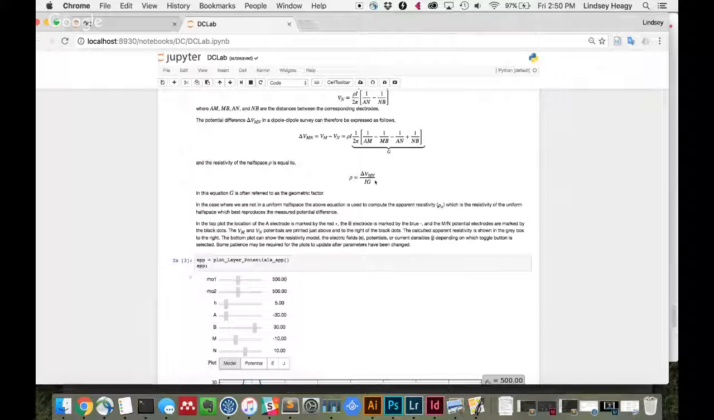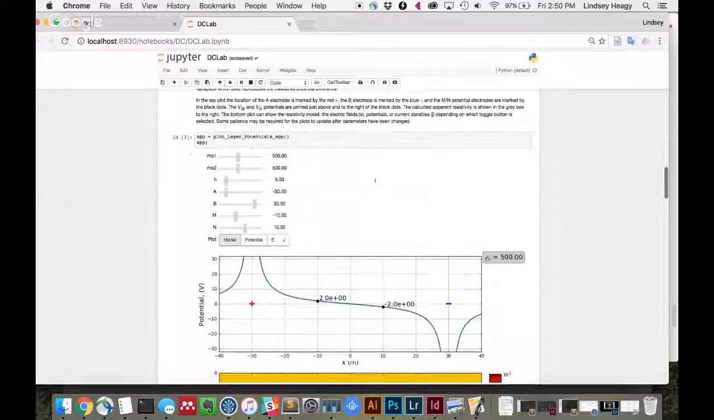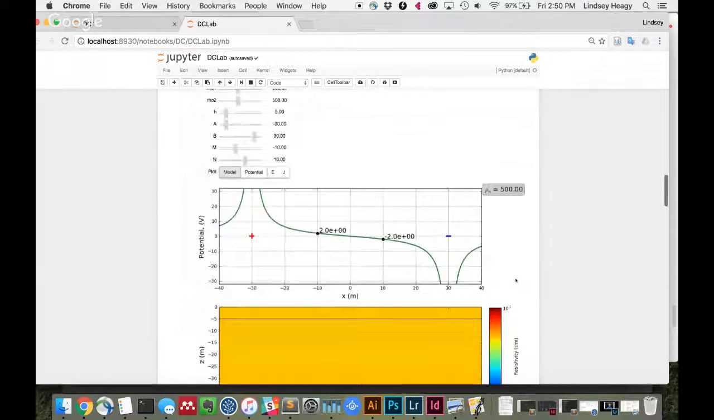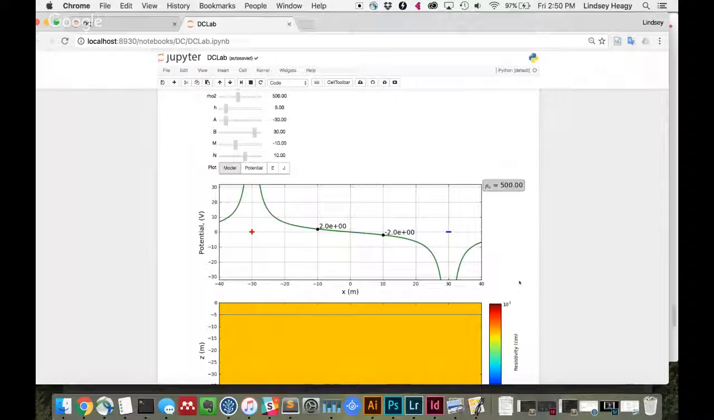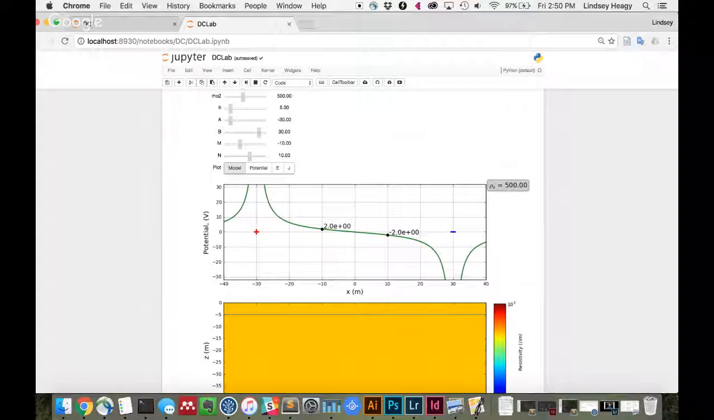So just to show what happens with this particular example, here we've got a uniform half space of 500 ohm meters. Here's my potential. I'm going to measure the difference between these two numbers. That's my potential difference. And I'm going to convert that using that formula to an apparent resistivity. And I'm going to get 500 ohm meters, which is what this background is.